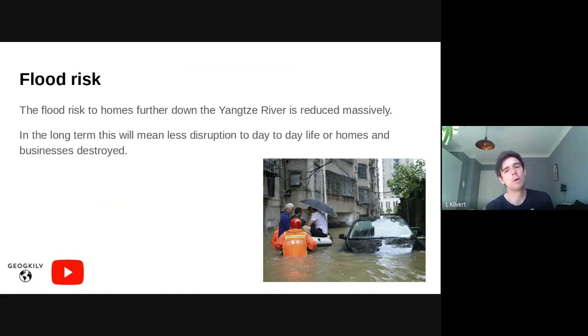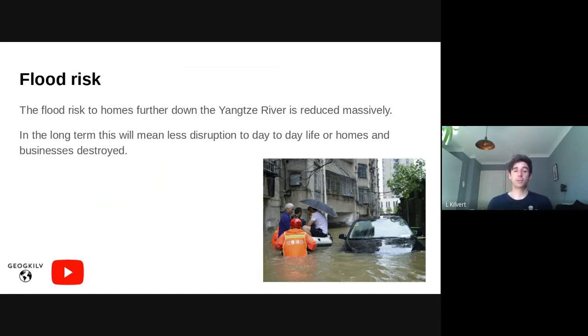Okay. Now, one of the things that I've talked about is being able to use connectives to be able to explain things. Well, here is my use of connectives. I've said in the long term, this will mean that. So if we can reduce the flood risk further down the River Yangtze, in the long term, that means that disruption to day-to-day lives with homes and businesses being destroyed is minimized, okay? Now, that has huge impacts on people because it's people's lives that get affected when you have a flood, but it also has huge impacts upon the economy.